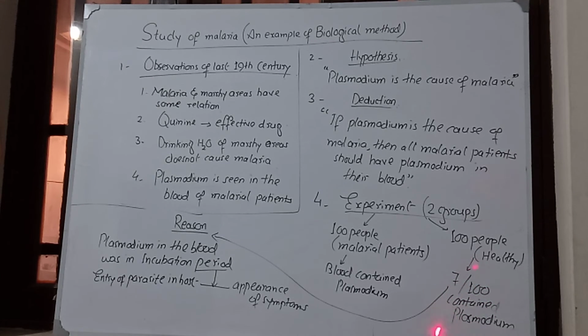So what was the reason behind it, that not all of the healthy people contained this plasmodium? The reason was that the plasmodium in the blood was in the incubation period, meaning the period between the entry of the parasite in the host and the appearance of symptoms. Later on, these 7 people also got malaria, but at that time it did not show any symptoms. So that's why it was in the incubation period.